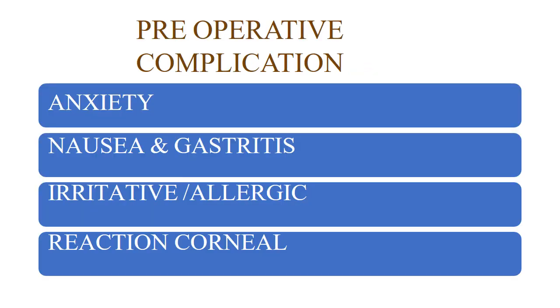So next is preoperative complications. In preoperative complications, we can see anxiety related to the planned procedure, and nausea and gastritis due to NPO, irritative and allergic reactions to some medications. Then the corneal reaction: we can see this especially when the patient is planned for ophthalmic surgeries, and it usually refers to the presence of corneal edema or other abnormalities. This is the preoperative complication.